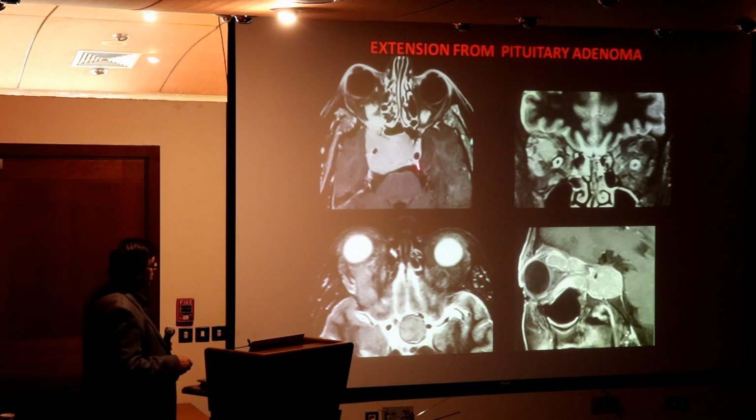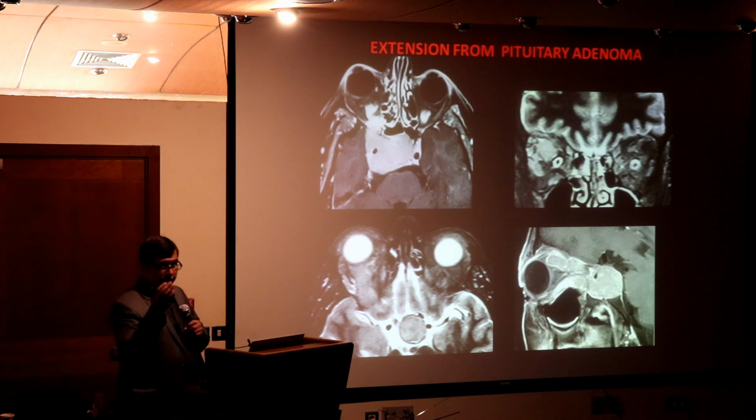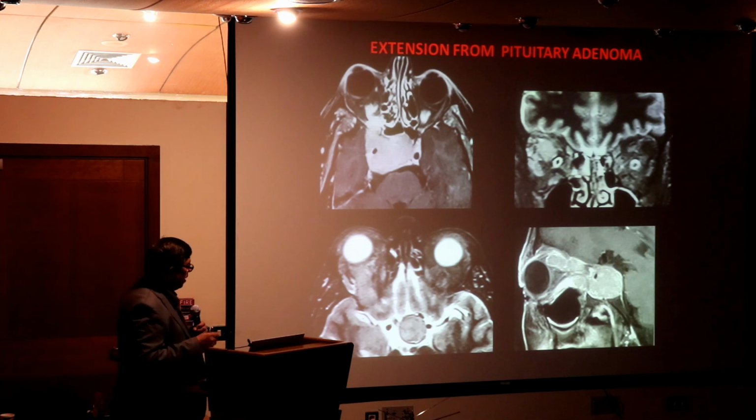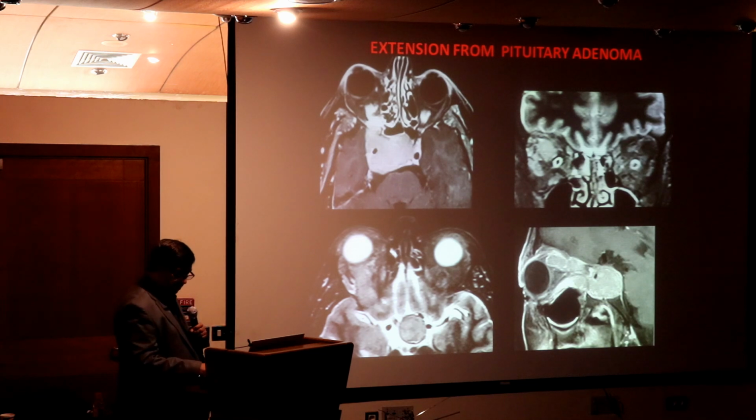Extension from surrounding structures, pituitary adenoma that went into the orbit, inside the orbit, from pituitary adenoma. Again, pituitary adenomas are not benign. There is something called atypical adenomas and something called aggressive adenomas.